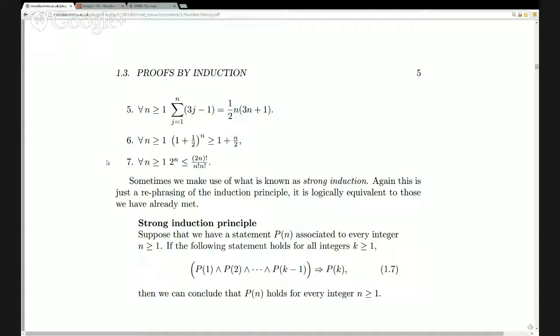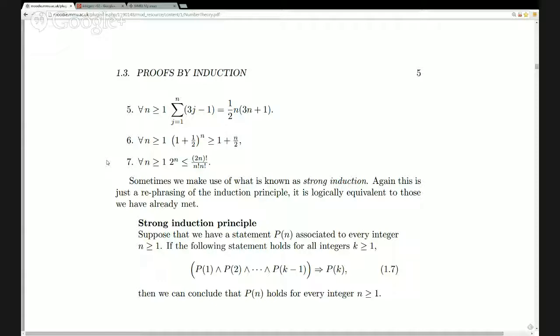Okay. So there are interesting inequalities. 6 is relating the nth power of 1.5 to 1 plus n over 2. And the other inequality is relating the power of 2, which is going to grow exponentially, to a ratio of factorials.